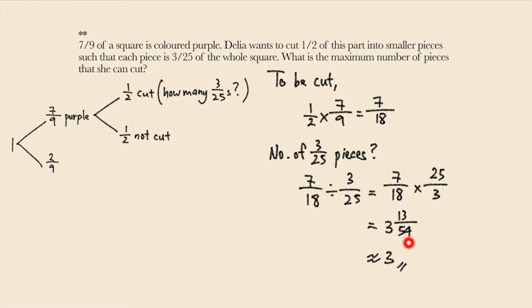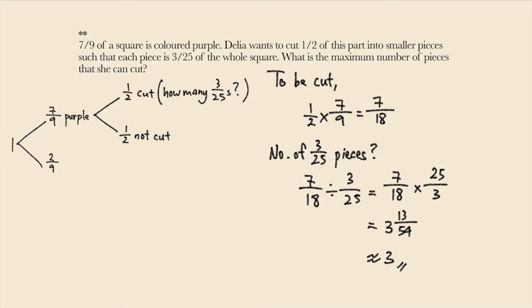But the question is asking, what's the maximum number of 3/25s? Well, we have 3 pieces, 3 complete pieces of 3/25. Therefore, the maximum is 3. Okay, this is an incomplete piece of 3 over 25.